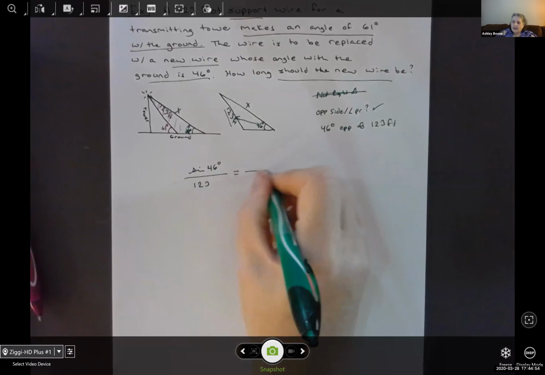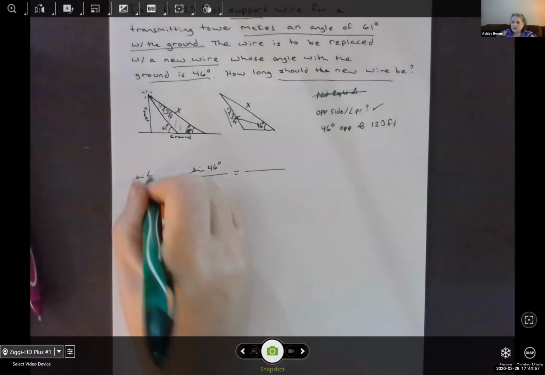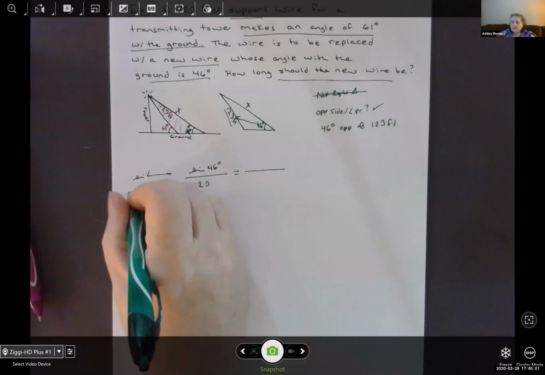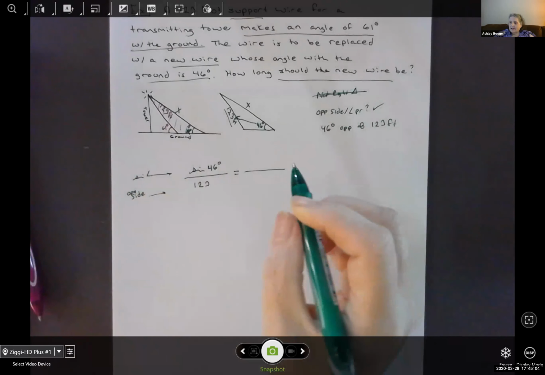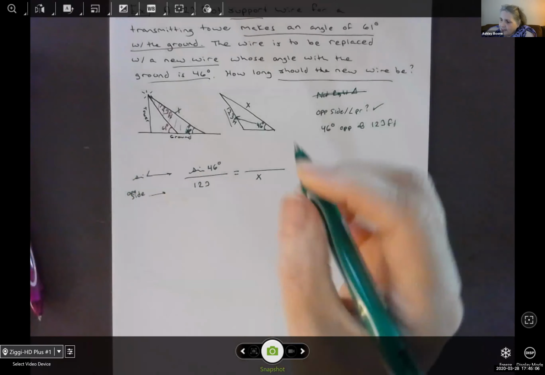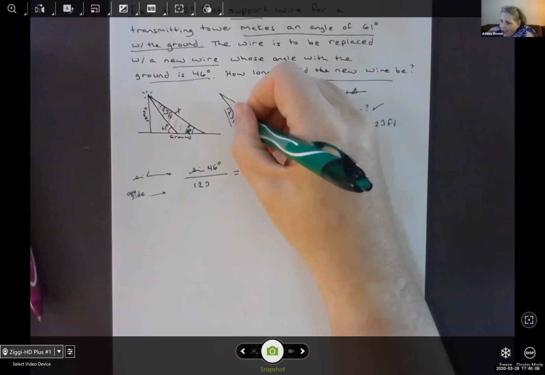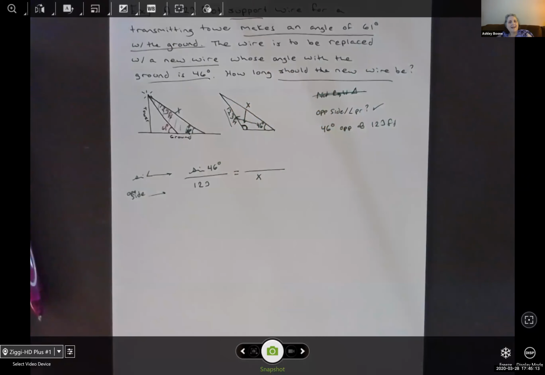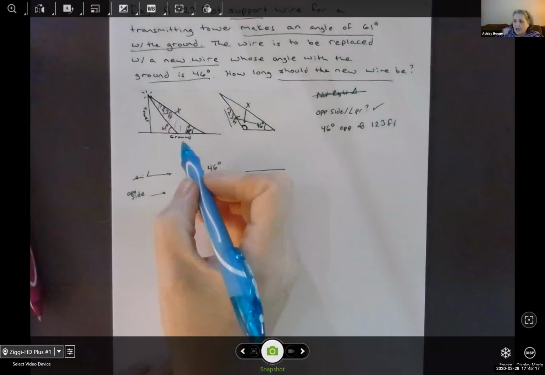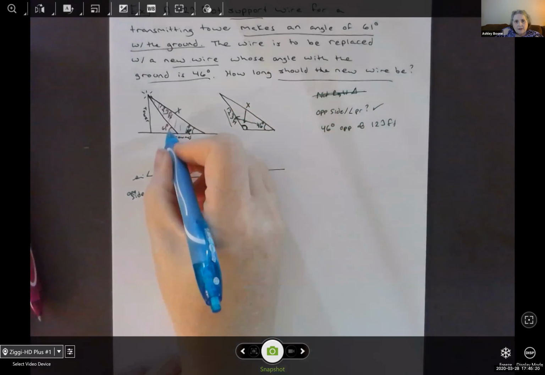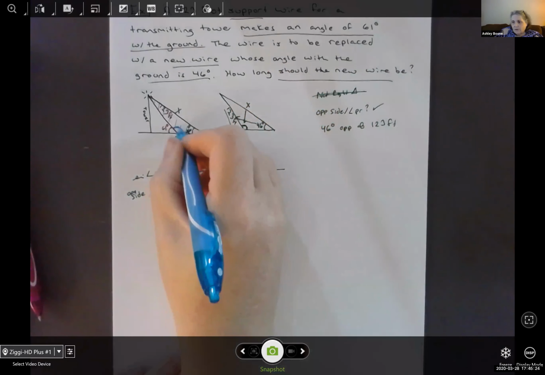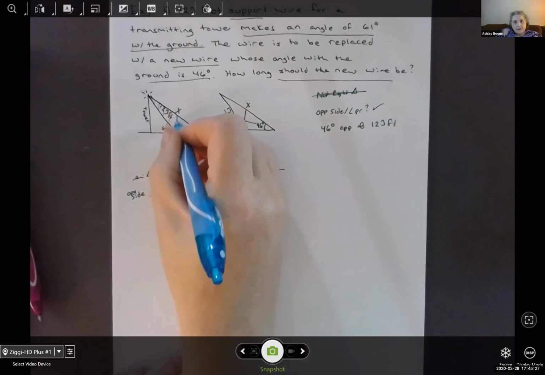Now, I'm wanting side X. Notice when I'm doing this, I have sine of an angle across the numerators. I have the opposite sides across the denominator. I'm wanting the side X. So I really need the opposite angle of side X. I don't have it, but I can get it. Because notice, if I look at my original drawing, I know I have a 61 degree angle here. What's opposite of X is this angle right here, okay?